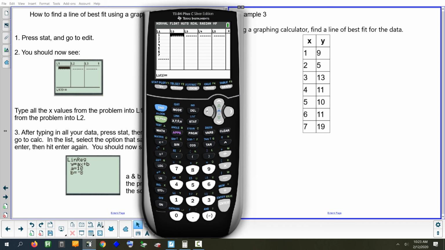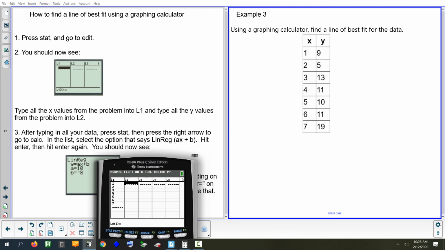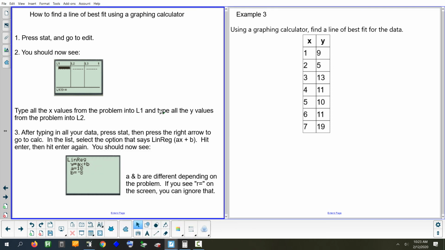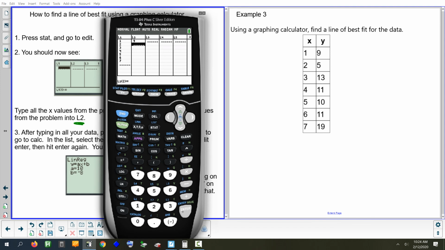Anybody stuck? Okay, now, it says in the second column, type the Y values. Type the Y values, and they're in the second column. So now we're going to do that. 9. Hit enter. 5. Hit enter.